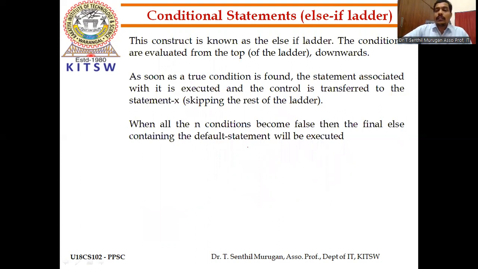What are the things we have to remember while writing the else if ladder? This construct is known as the else if ladder. The conditions are evaluated from top to downwards: first condition, second condition, third condition, like that. As soon as a true condition is found, the entire remaining statements will be skipped, skipping the rest of the ladder, and control directly comes to statement X. If a condition fails, it will check the next condition till the last condition, condition N.